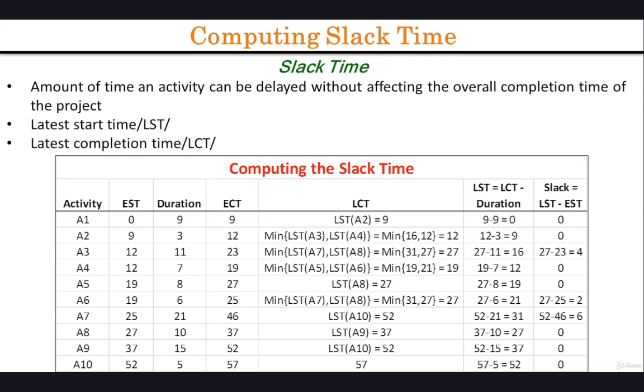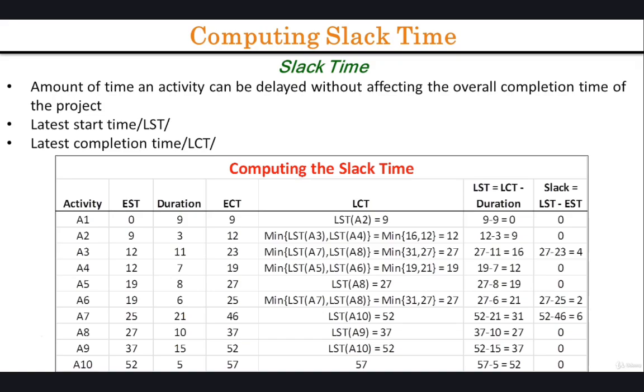Assuming we want to complete the project as early as possible, we define the latest completion time of the last activity as being the same as its earliest completion time. In this case, 57. There exist some cases in which an early completion is not desired. Instead, there exists a target time at which the project should be complete. In this case, we can define the latest completion time of the last activity as the target date.